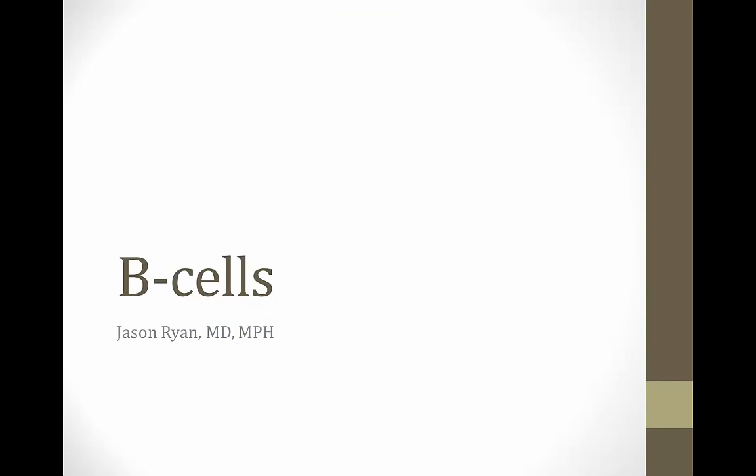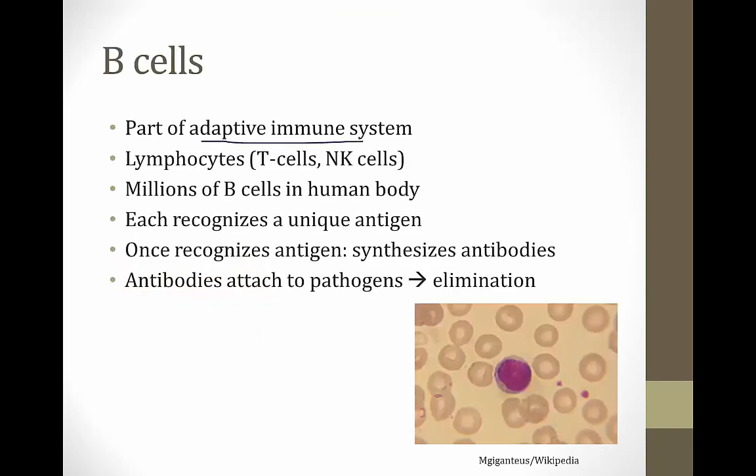Hi everybody, and welcome to our module on B cells. B cells are part of the adaptive immune system, and they are lymphocytes just like T cells and natural killer cells. And this is a picture of a lymphocyte in a blood smear on the screen here.